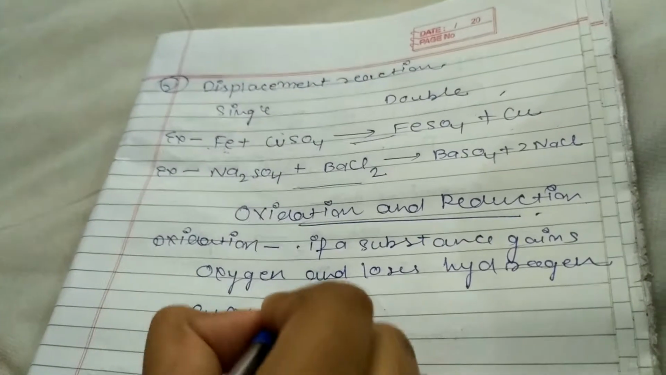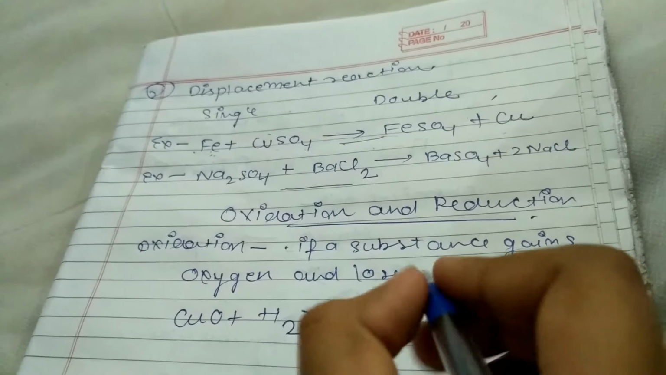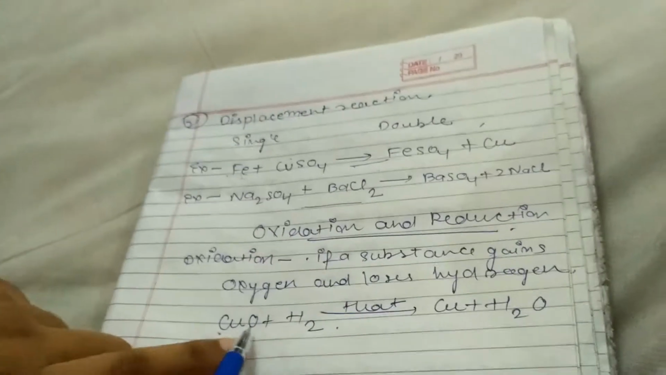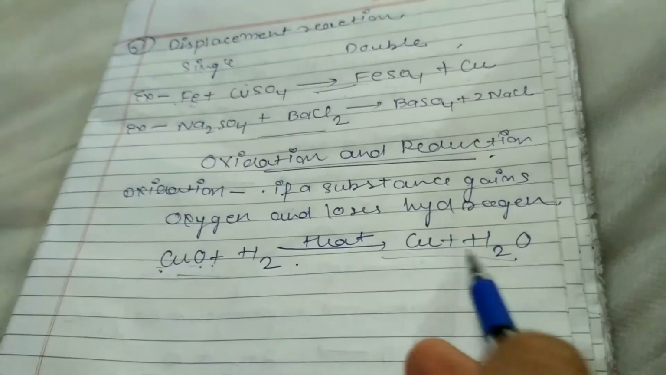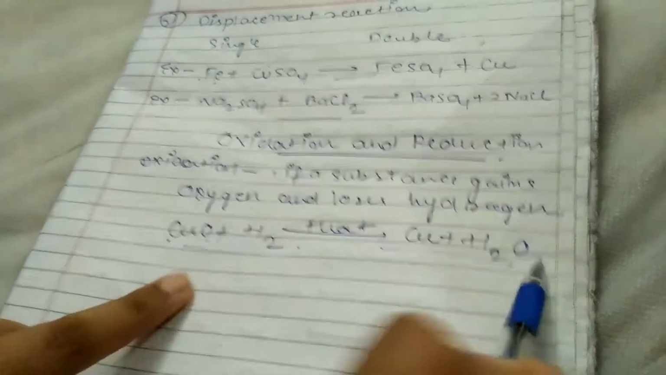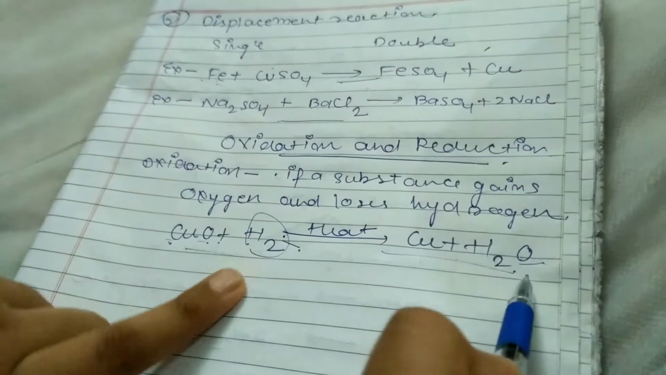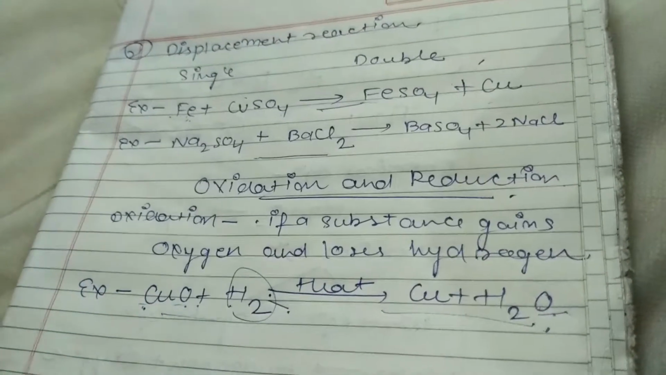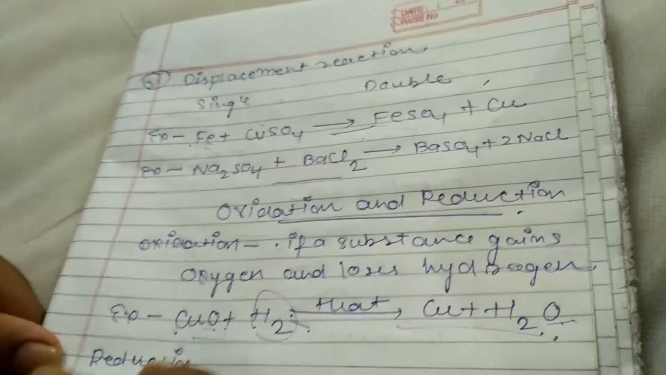CuO plus H2, we will heat this and it becomes Cu plus H2O. Here we have copper and oxygen in CuO, and on the product side H2 gains oxygen. So here H2 has no oxygen and on the product side it gains oxygen. So this is the example of oxidation. Understand? Now reduction.